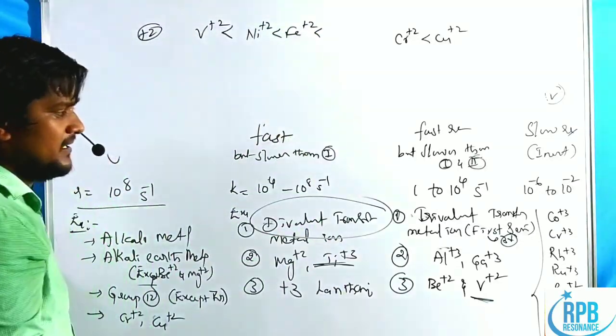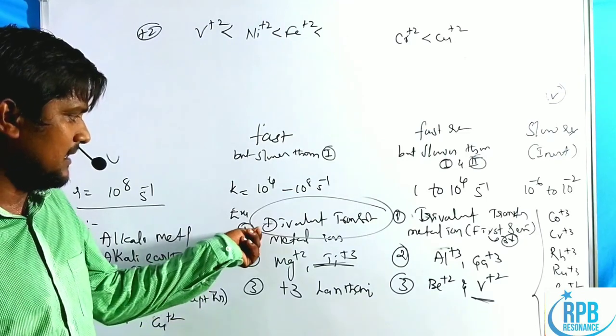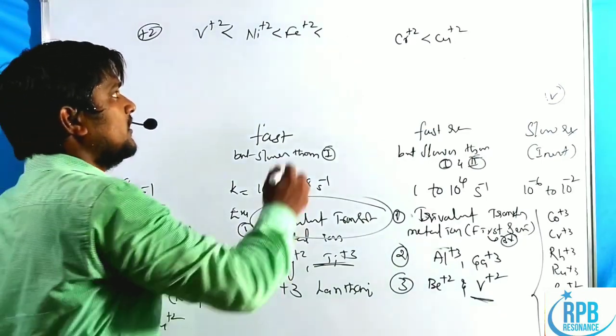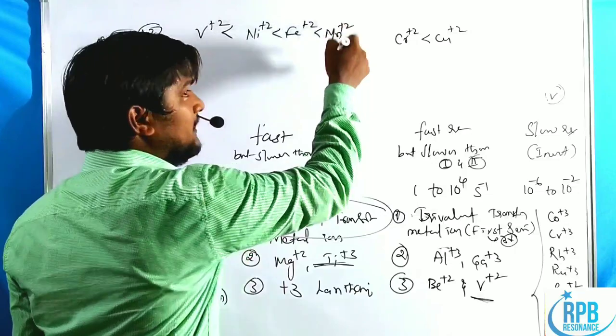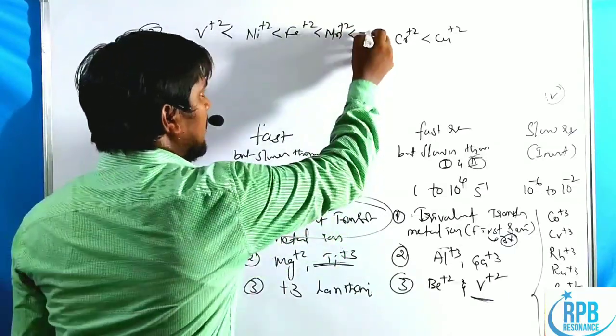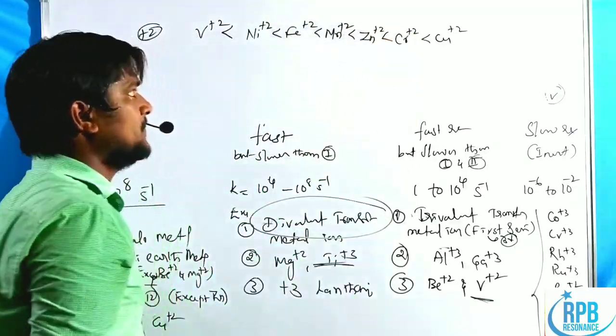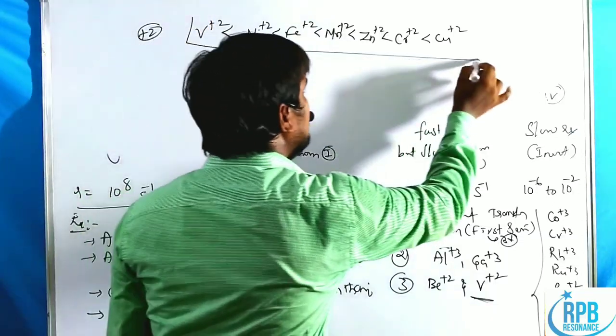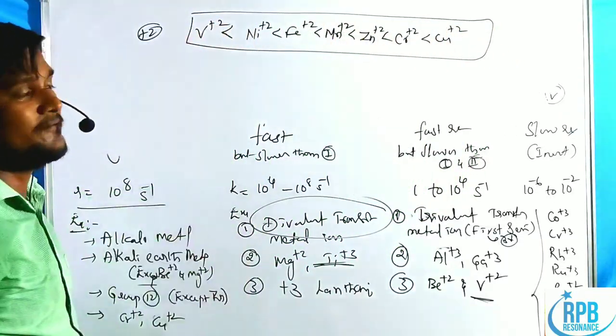Now again some of the metal plus 2 elements. Here Mn plus 2 is a d5 configuration, with CFSE 0. Again zinc plus 2. So this is the water exchange series of plus 2 elements, the divalent cations.